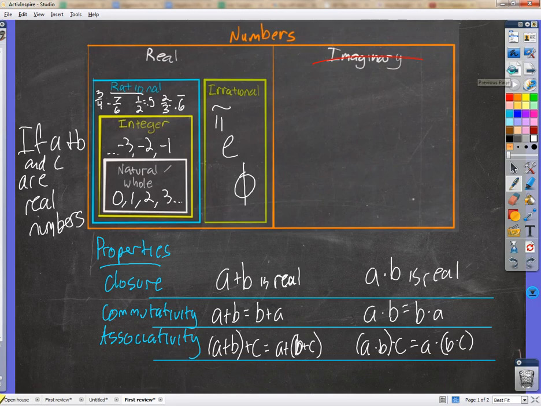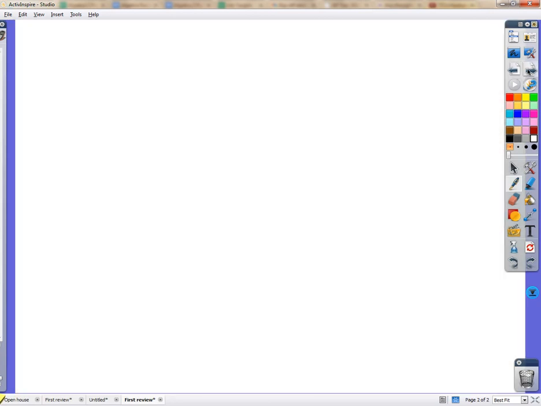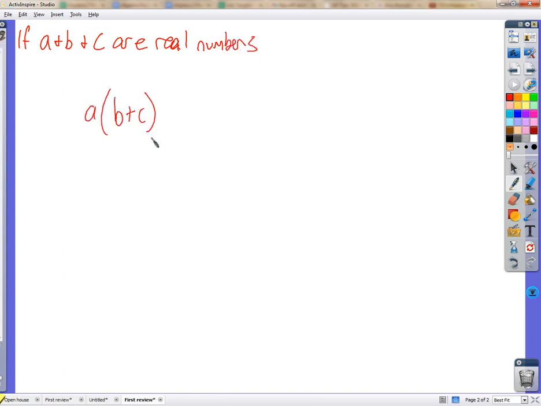Why did that happen? Why? Well, let's just keep it going. And let's say that A, B, and C are real numbers. Then A times (B plus C) is equal to, what is this called? I multiply a number by parentheses like that. Distributive property. So what would the result be?